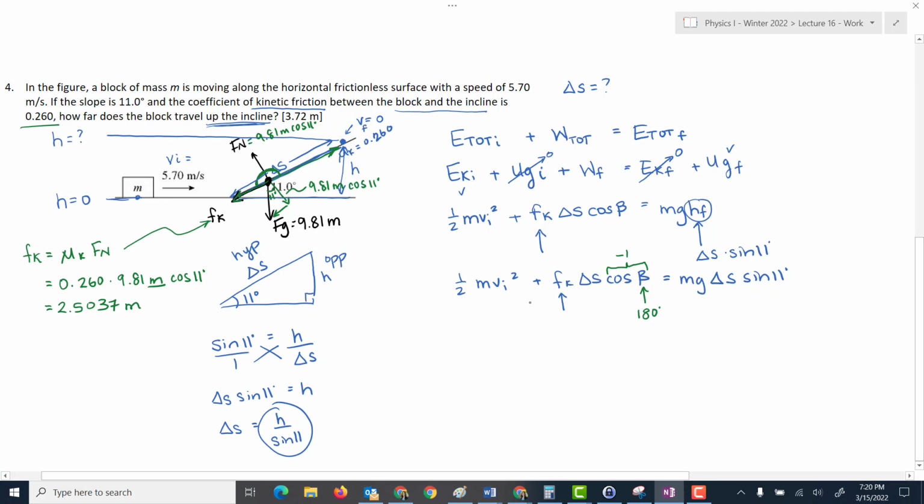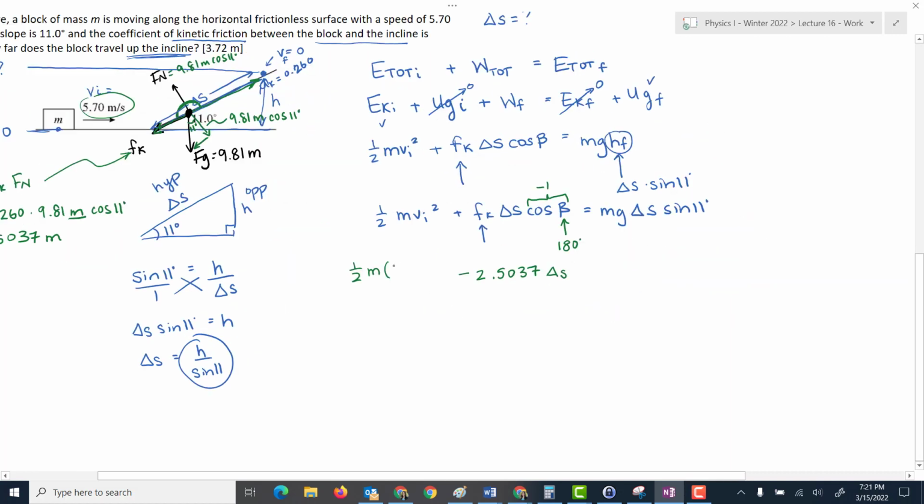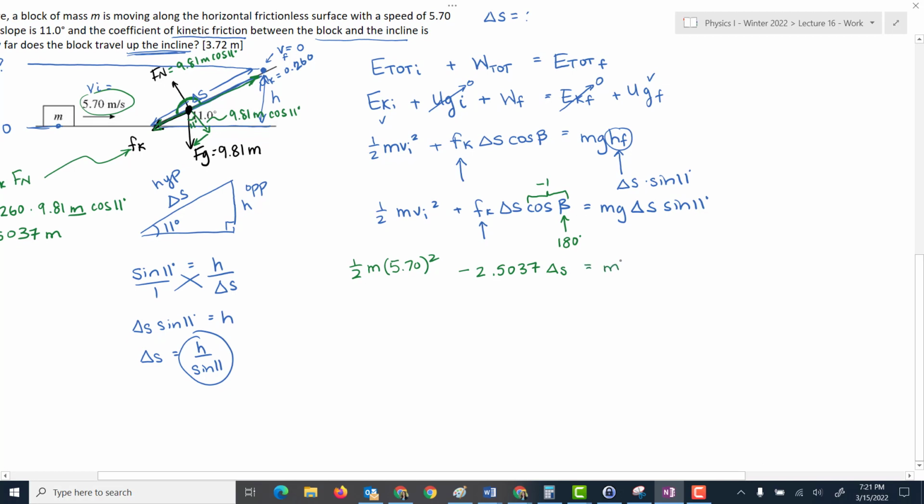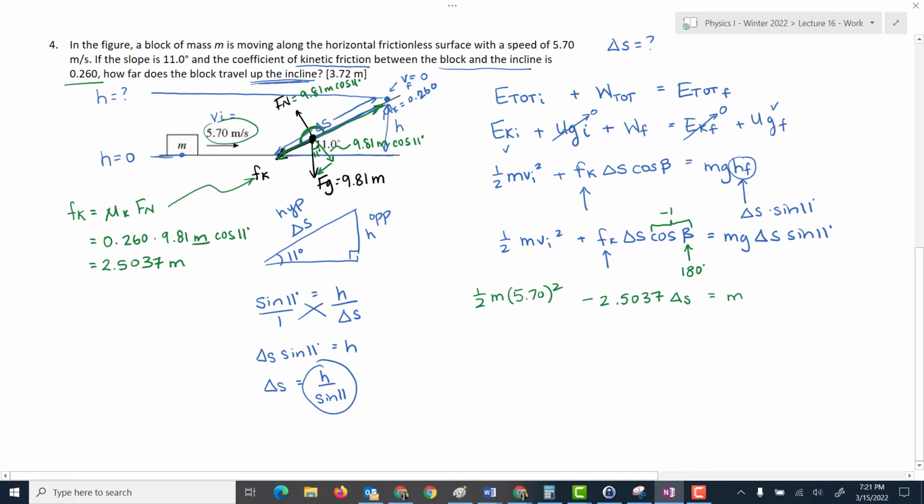So my equation just ends up being minus Fk, which in this case is 2.5037 delta S, and my delta S, I said I'm leaving it as delta S because that's what I'm trying to solve for, and my cos of beta was -1. That's where this minus came from. Okay, so I'll rewrite everything. I have 1/2, my mass we don't know, my V initial was 5.7 squared, so minus 2.5037 delta S equals my mass, which I still don't know. Oh, and I think I forgot my m. Yeah, so I had an m over here.